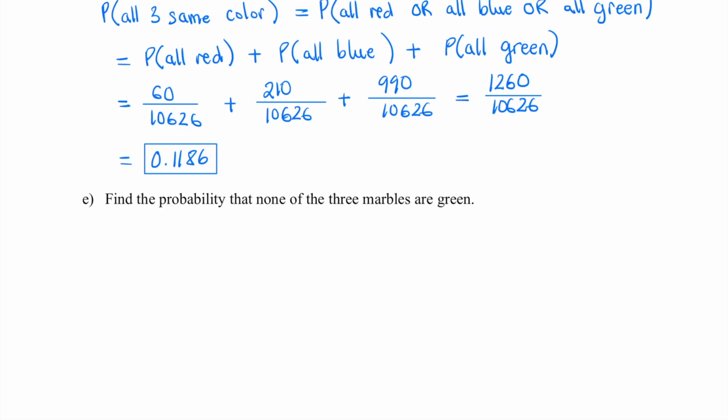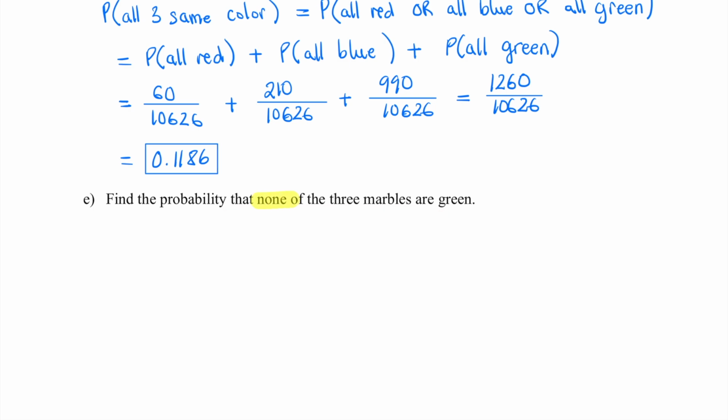Part E. Find the probability that none of the three marbles are green. Let's think about what none are green means. If a marble is not green, then it must be either red or blue. Now, we want the probability that the first one is not green, multiplying by the probability that the second one is not green, multiplying by the probability that the third one is not green.